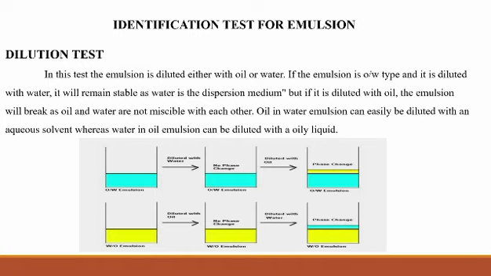And we know that an oil in water emulsion can easily be diluted with an aqueous solvent, whereas a water in oil emulsion can be easily diluted only with an oily liquid. So whatever the continuous phase is, that continuous phase liquid should be added to it to get proper dilution. Based on that continuous phase, we can easily identify the type of emulsion, whether it is an oil in water emulsion or a water in oil emulsion.